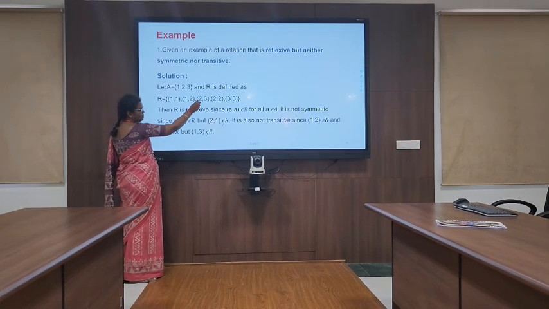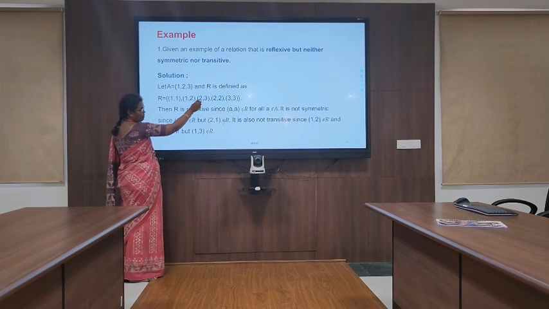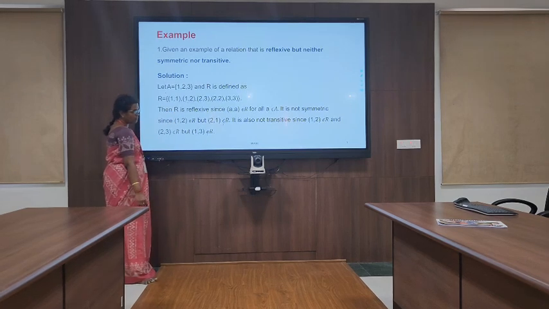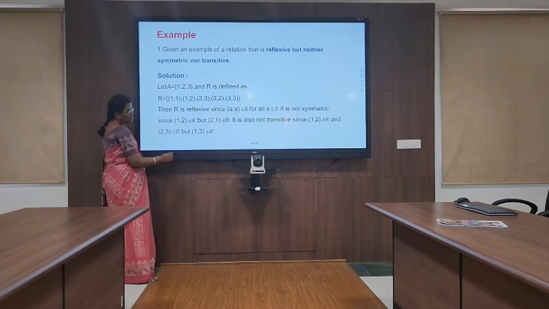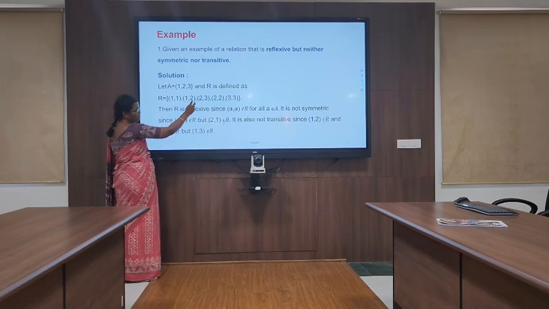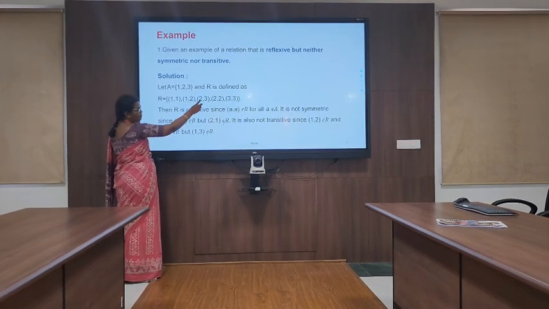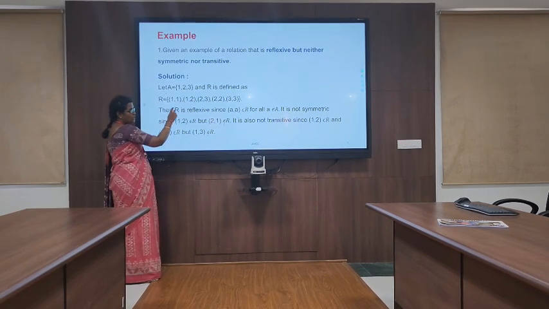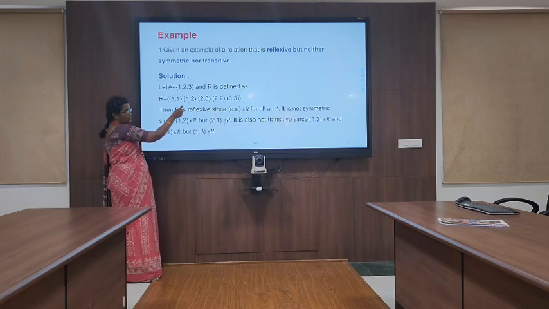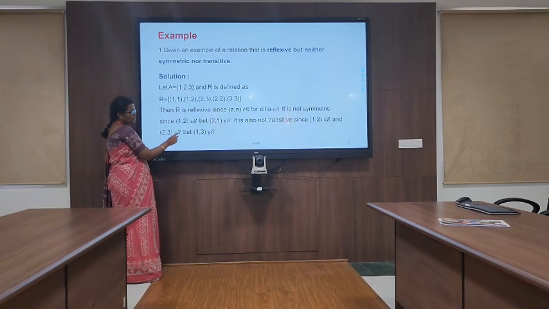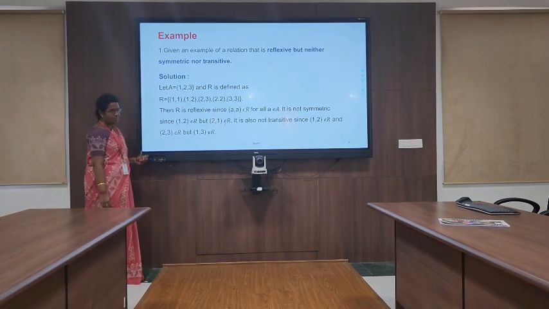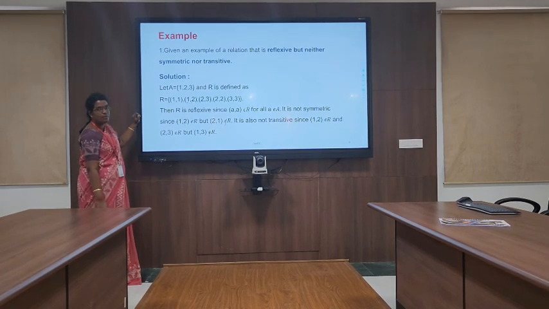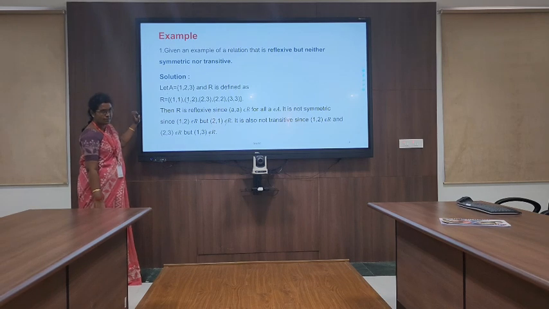Likewise here also 2 is related with 3, but 3 is not related with 2. So here also R is not symmetric. R is also not transitive. If I assume 2 elements here, (1,2), (2,3), it should imply (1,3) also belongs to R, but according to R, (1,3) is not present, showing R doesn't satisfy the transitive property. So now this is an example of a relation which is reflexive, not transitive, not symmetric.